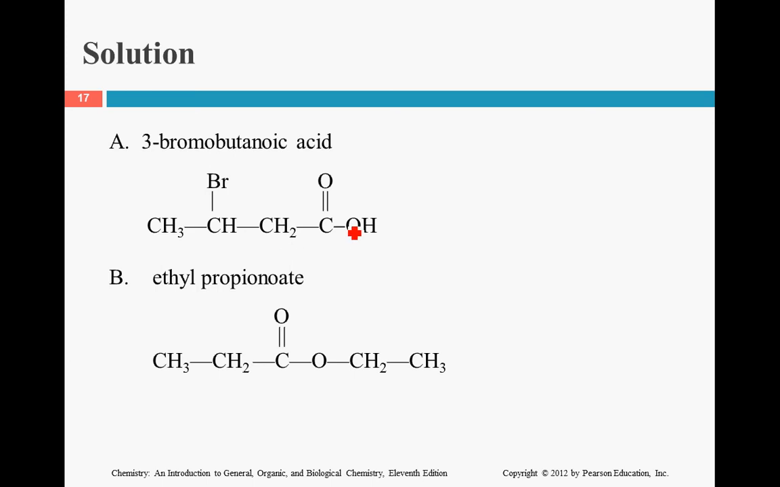And here we go. The carboxylic acid. And on the 3rd carbon, there's a bromine. It's an ester. So here's our ester. First half has 3 carbons. Second half has 2 carbons.